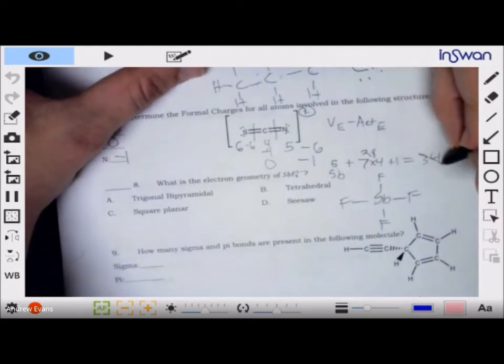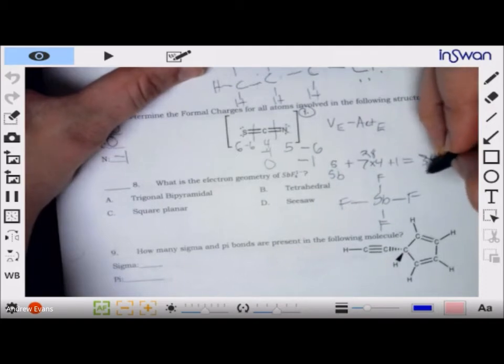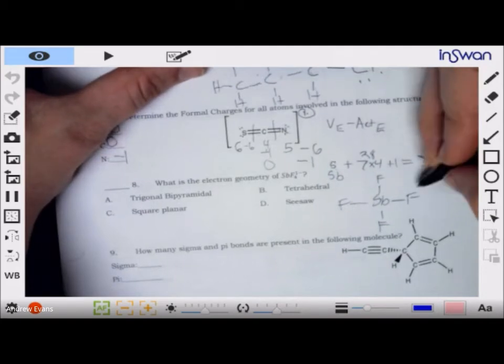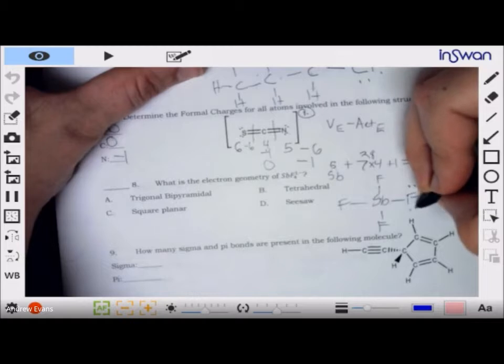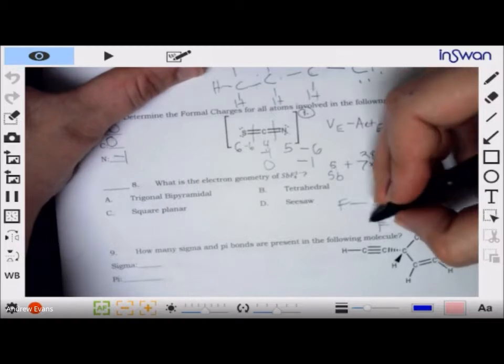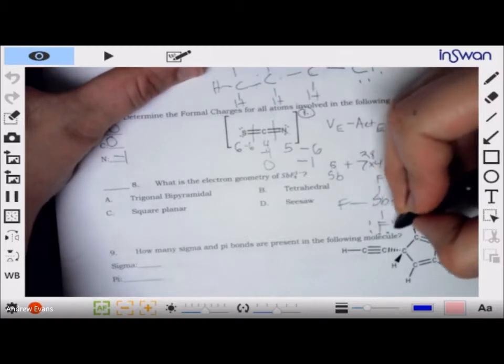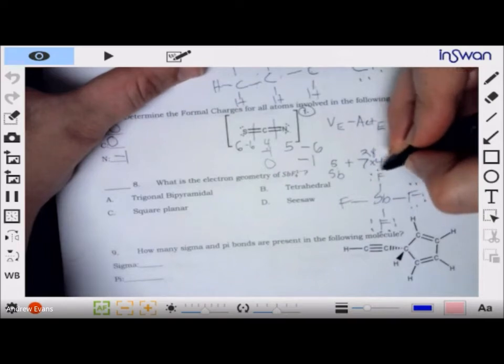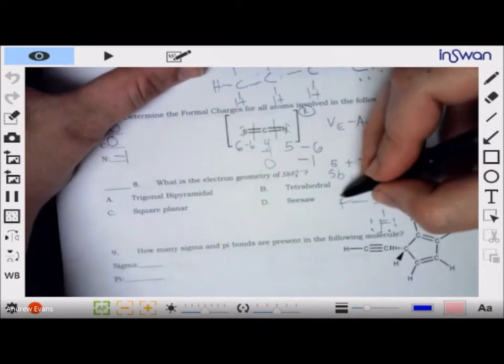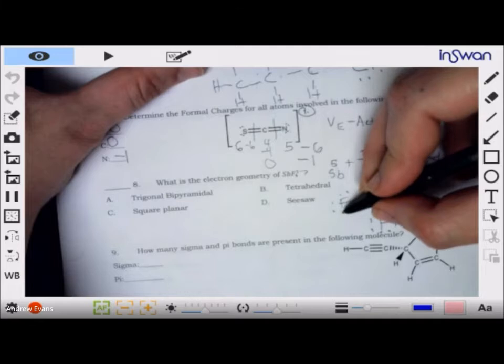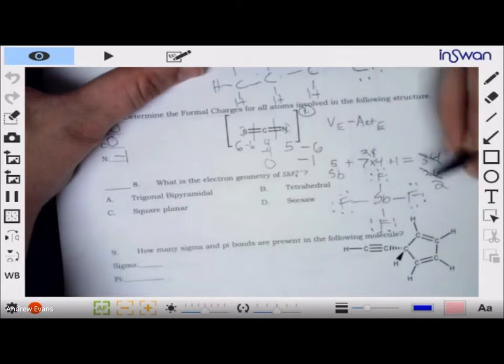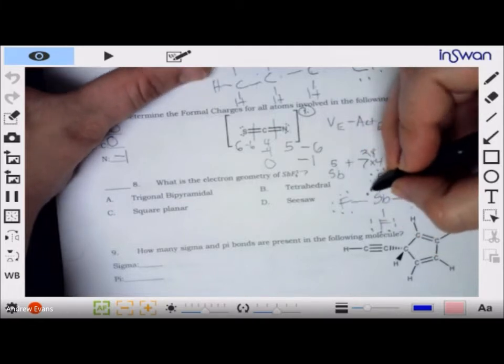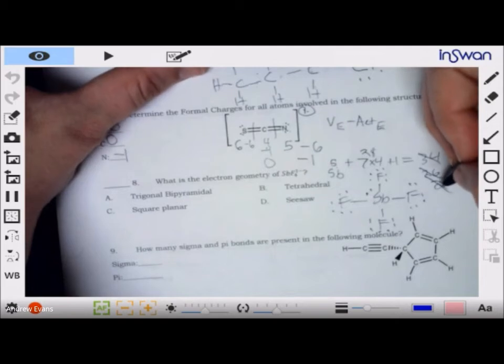That uses 8. We're down to 26. Put lone pairs around these. That's 6 electrons each. That's using up 24 of our 26 electrons. So that means the last pair must go on this antimony.